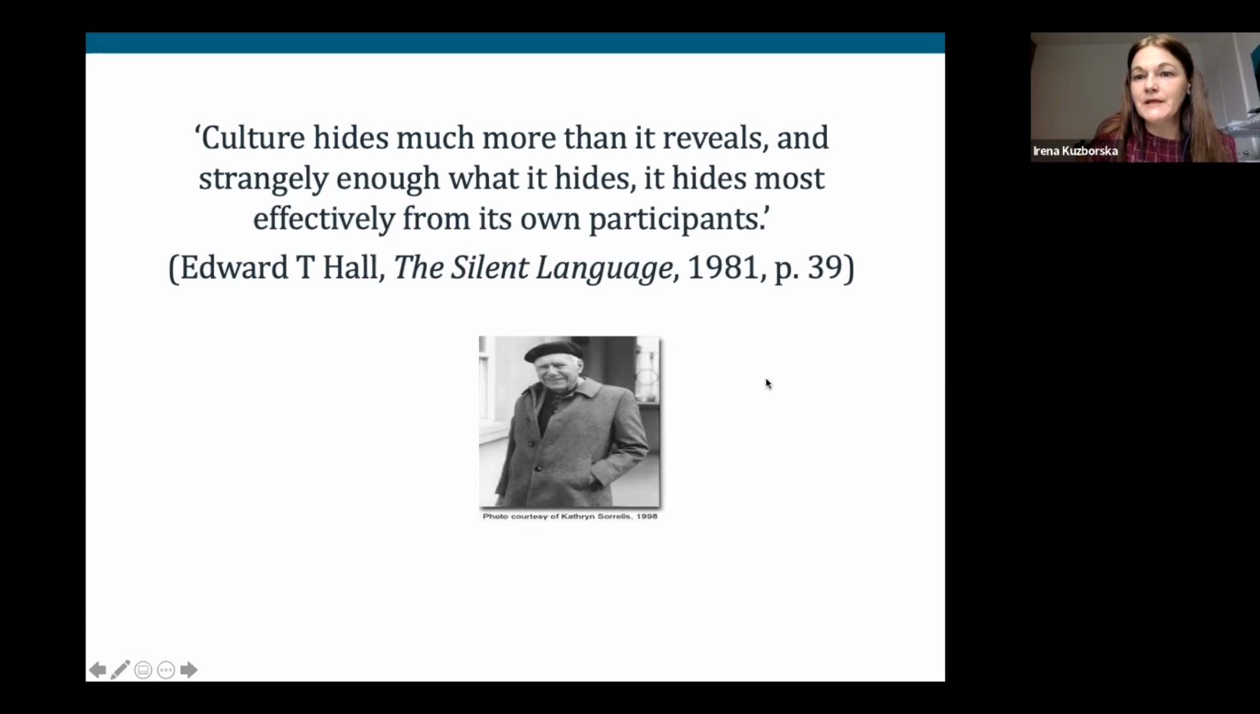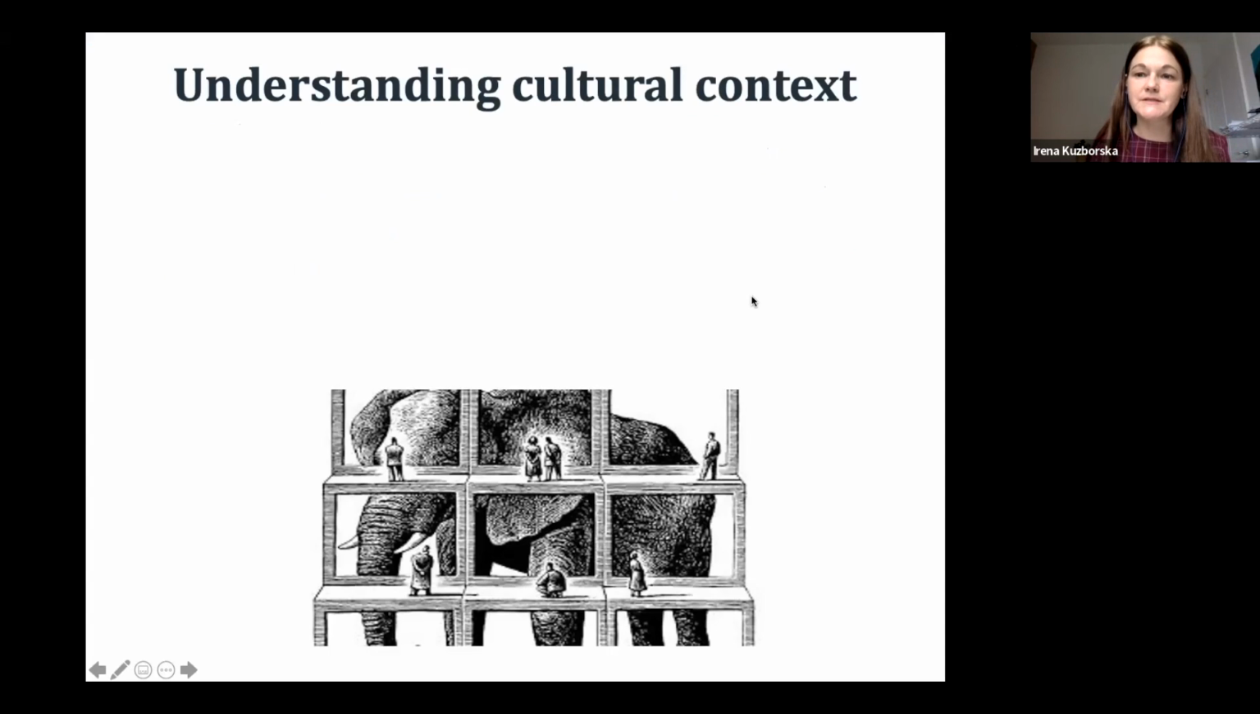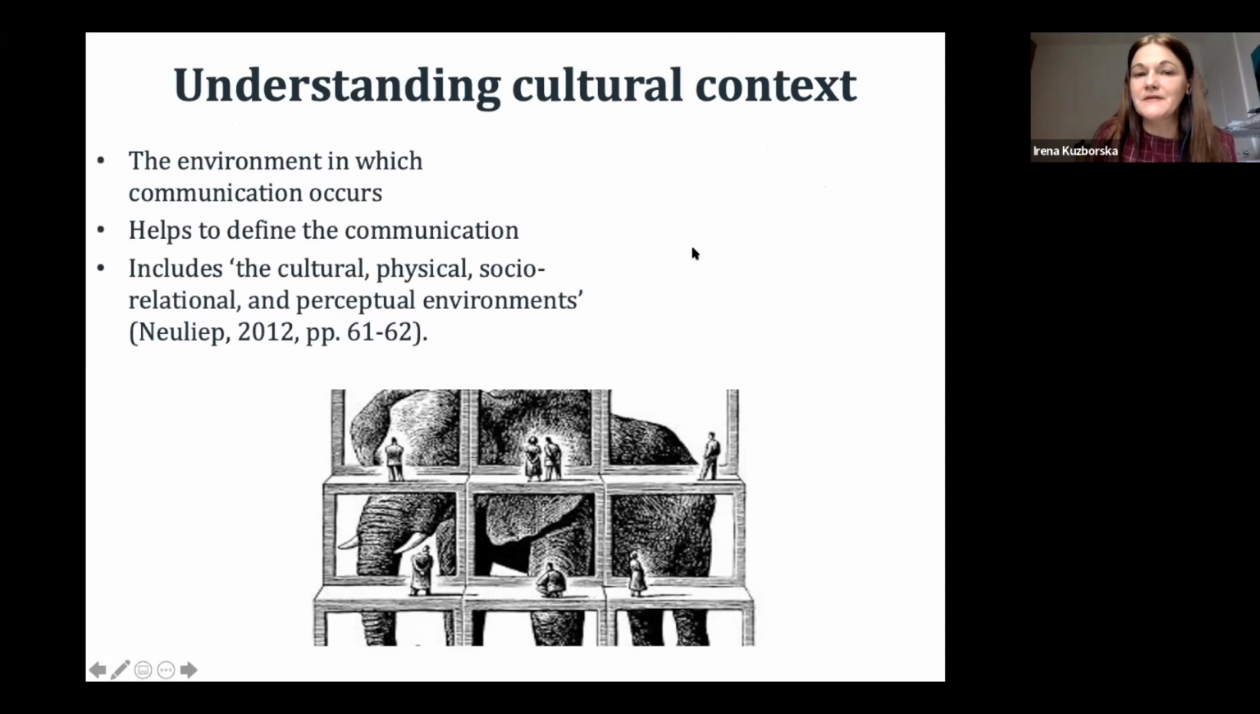One of the ways to try to understand why we behave and think in a certain way is, when we come to communication, to start identifying the cultural context, because this context can help you with your communication. And here by context, I mean, Neuleb gave his definition. It says the context includes the cultural, physical, social, relational, and perceptual environments.